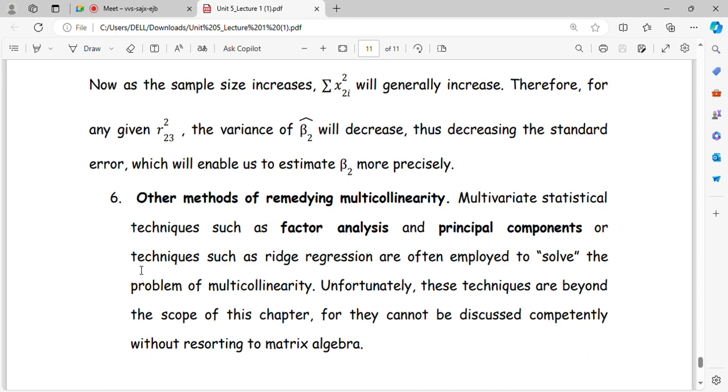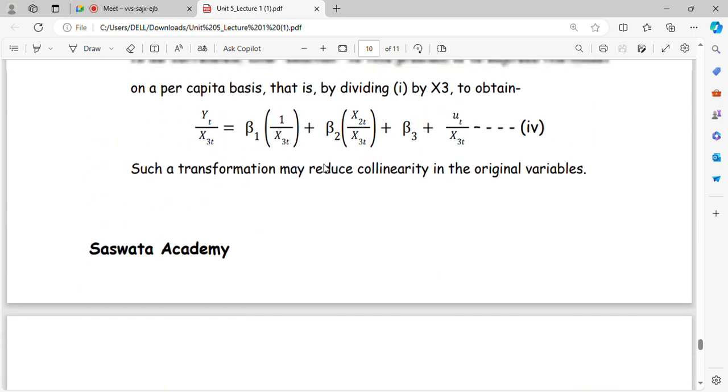So okay, this is basically multicollinearity.